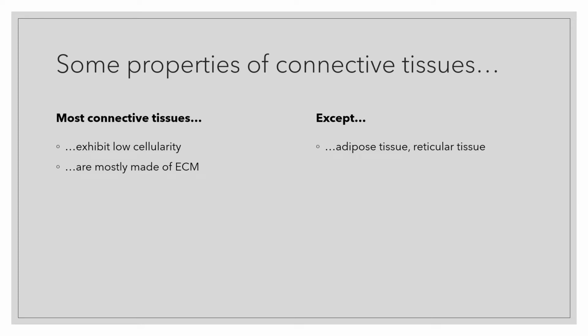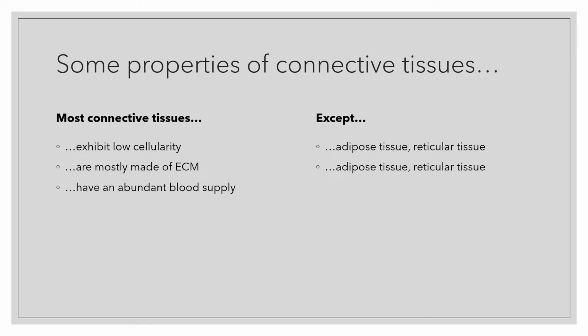Connective tissues are mostly made of extracellular matrix. Okay, that is the stuff that is in and around, or in between and around the cells that makes the structure of a structural tissue. Again, the exceptions to this are adipose tissue and reticular tissue, where you have to kind of look hard to find the extracellular matrix when you're looking at these under a microscope.